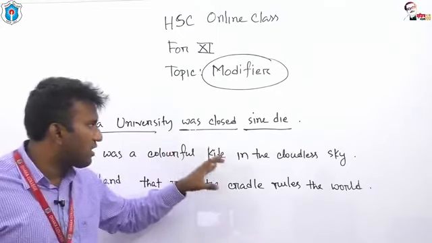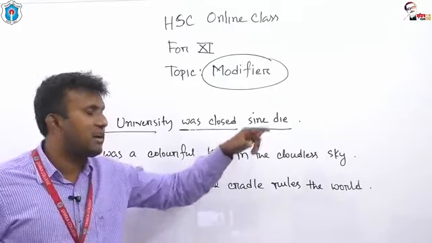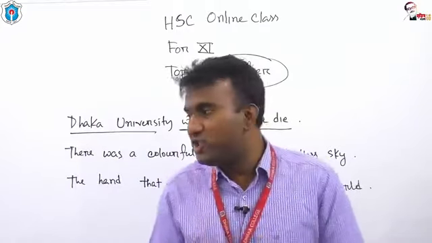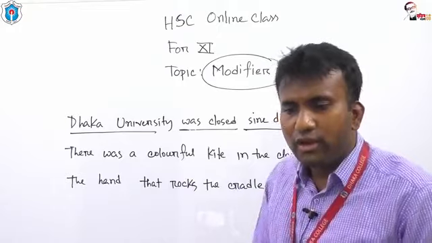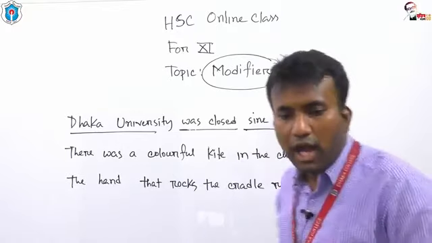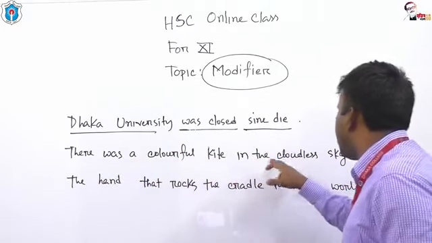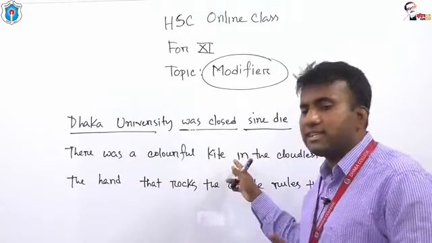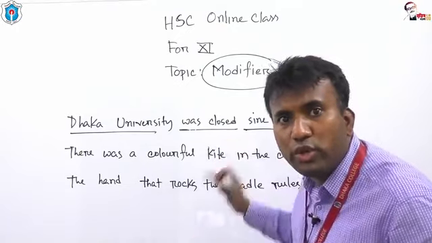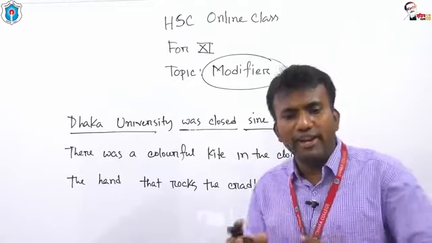Okay, look at the second sentence. There was a colorful kite in the cloudless sky. How many words do you get in this sentence which qualify or modify any other word or phrase in this sentence? How many words are there? 1, 2, 3, 4, 5, 6, 7, 8, 9. I have written 9 words in the second sentence. Now I have a question. How many words do you get which modify other parts of speech in this sentence?